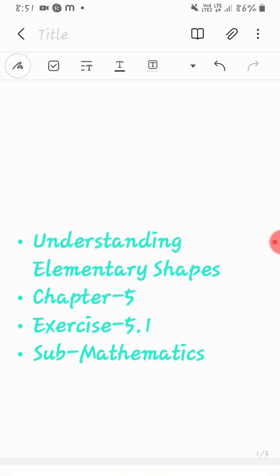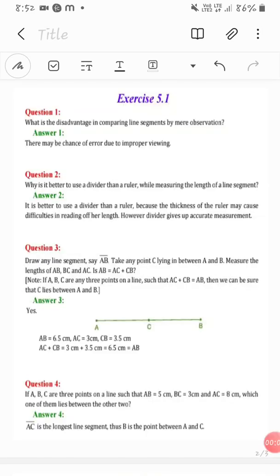In our last video, we completed chapter 7, and today in this video, we are going to start chapter 5, that is Understanding Elementary Shapes, exercise 5.1. So let's start our video. So, exercise 5.1, here is our first question.